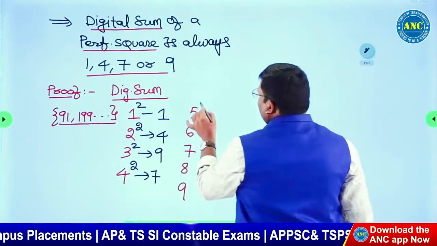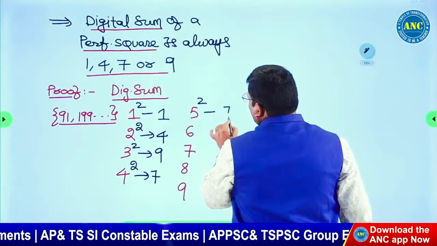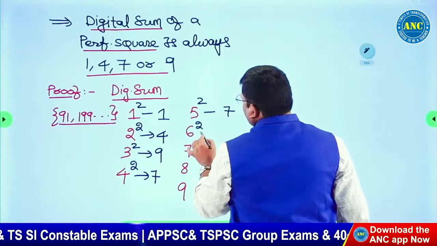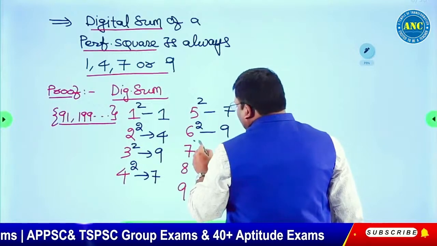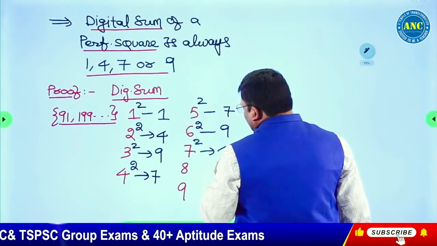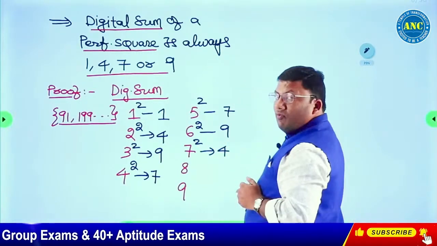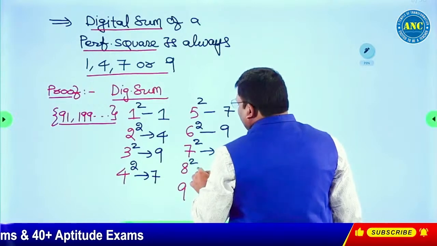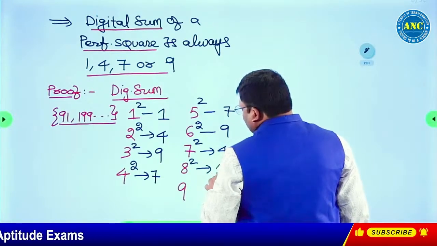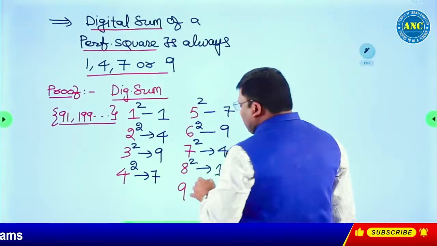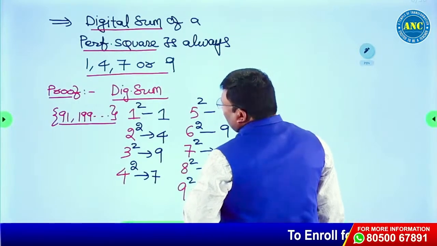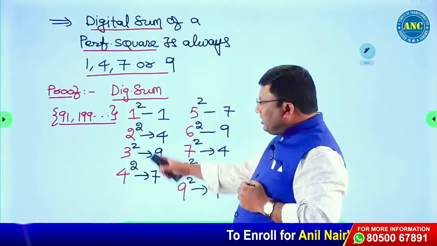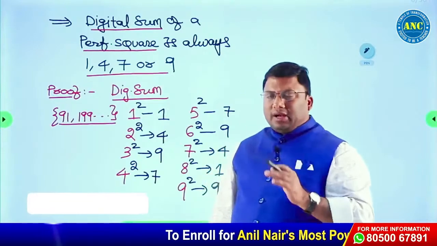Right? 5 squared is 25. 2 plus 5, 7. 6 squared is 36. 3 plus 6, 9. 7 squared is 49. 4 plus 9, 13. 1 plus 3, 4. 8 squared is 64. 6 plus 4, 10. It is 1. 9 squared is 81. 8 plus 1, 9. This covers every possible number.